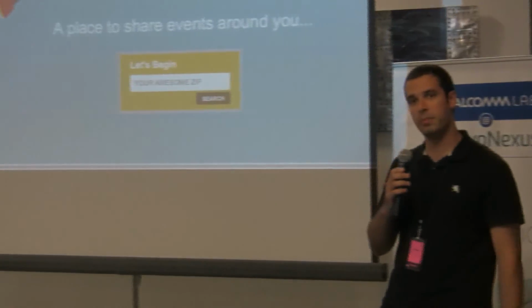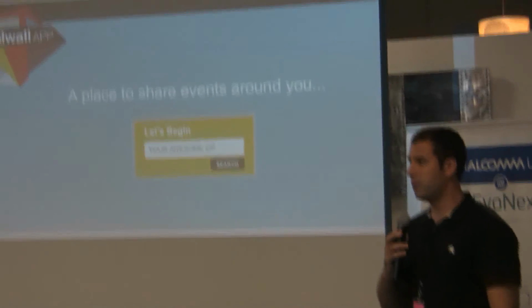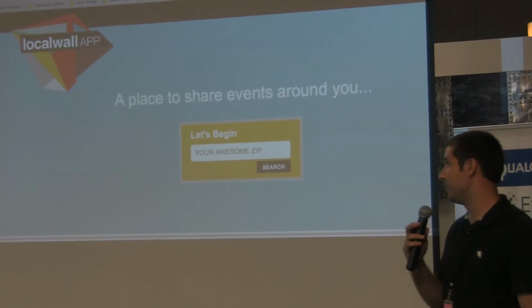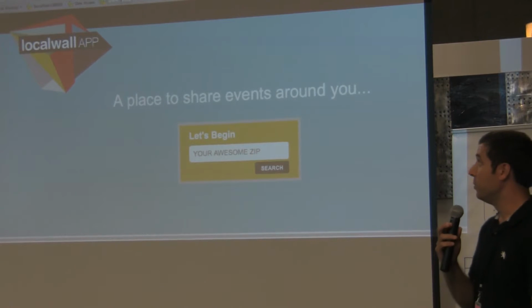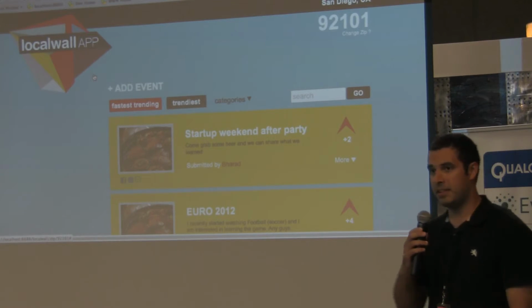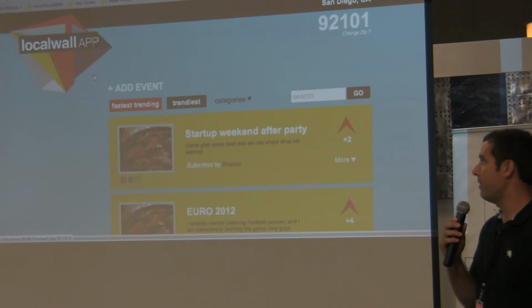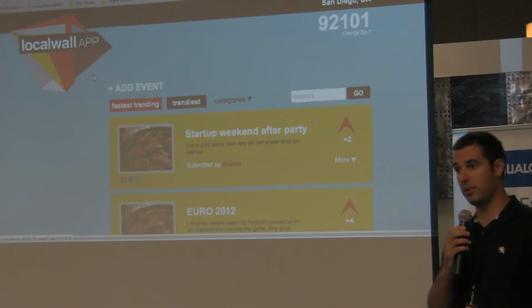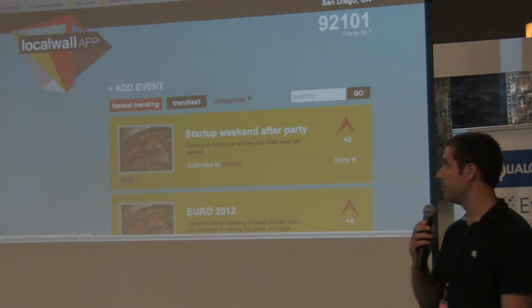So this is our splash homepage. Very simple, really easy to use. All you do as a user is enter your zip code. You will then be redirected to this page here. Essentially, what you can see is you have the option to add an event going on in your local community. Go ahead and click the Add Event button, please.